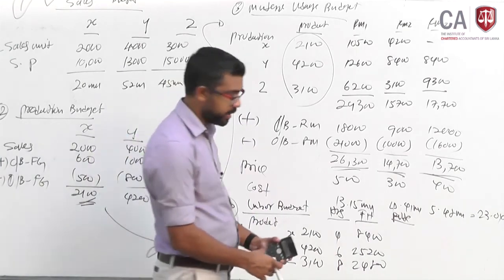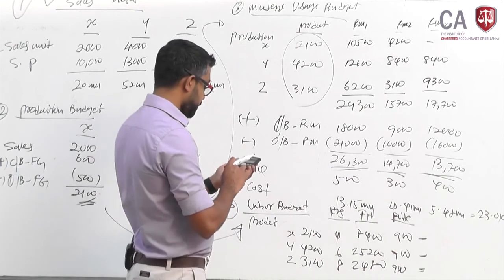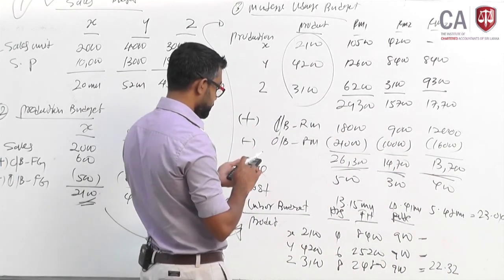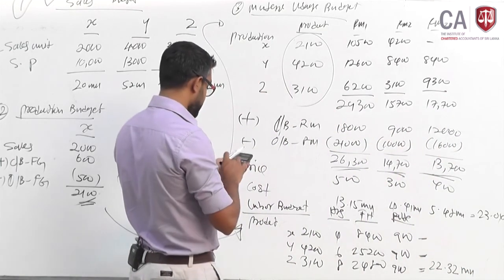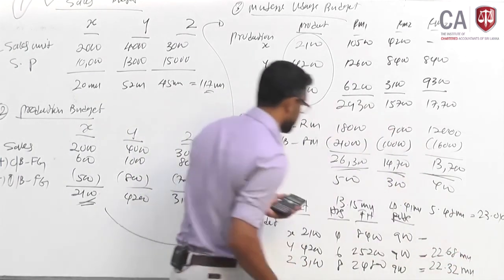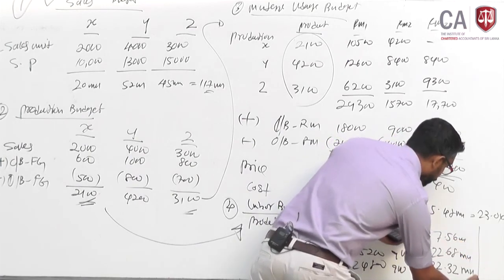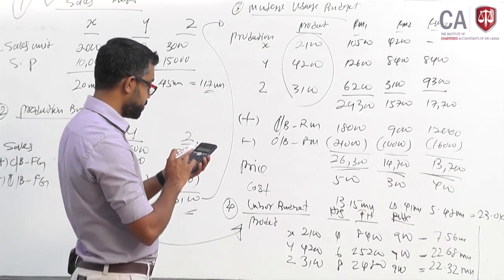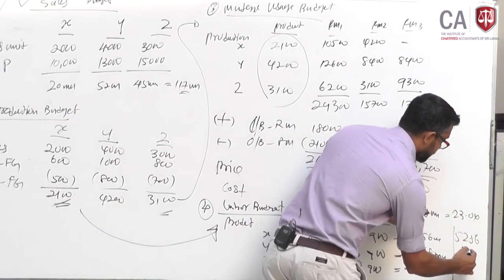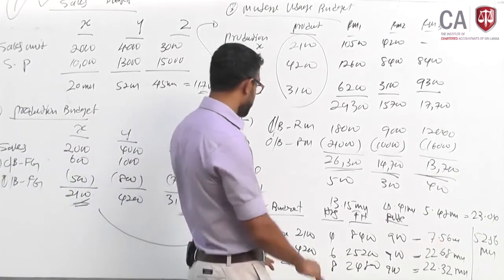Cost 900 each, 900, 900, 900. Right? 25,200 into 900 is 22.68 million. 24,800 into 900 is 22.32 million. 8,400 into 900 is 7.56 million. So altogether total labor 7.56 plus 22.68 plus 22.32 is 52.56 million. I don't have space, that's why I have taken it here, right? Fine. So altogether you required 52.56 million labor budget.